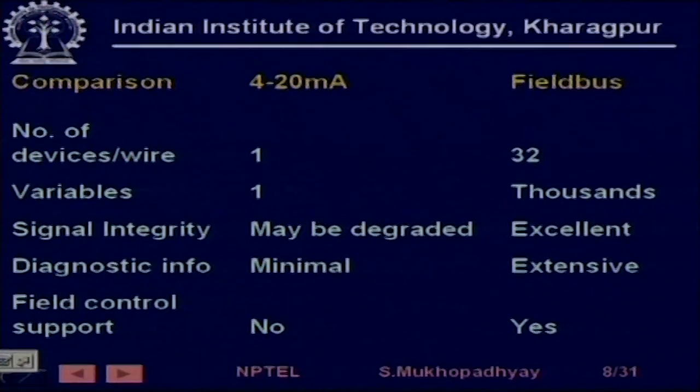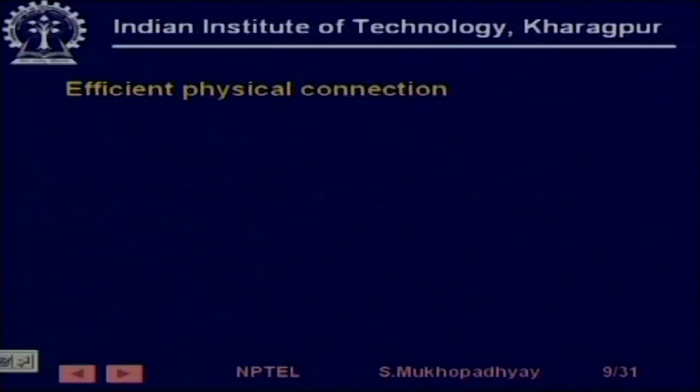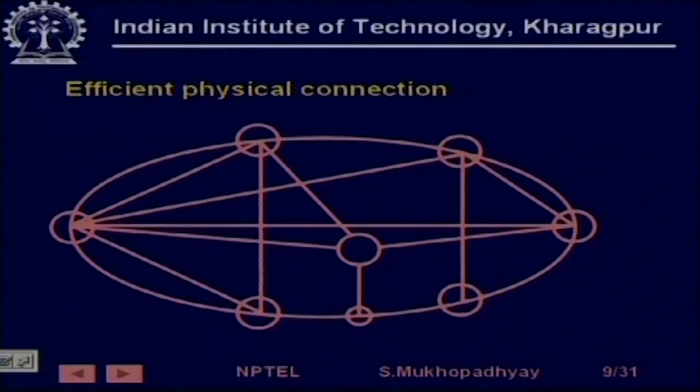There is also support for field control, that is, PID like controllers can be mounted on the devices, and they can be commanded from a host station and configured. Such field level control support exists in Fieldbus, while none exists in the 4 to 20 milliampere loop. So these were the advantages. Coming back to the efficiency of physical connection, you can understand this.